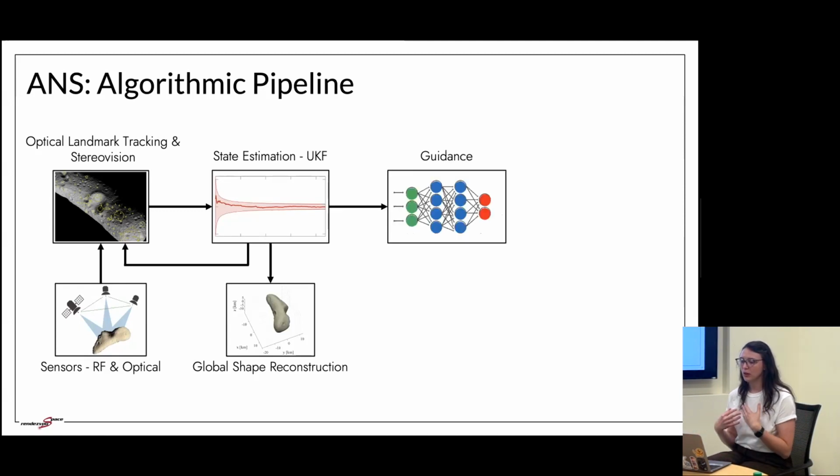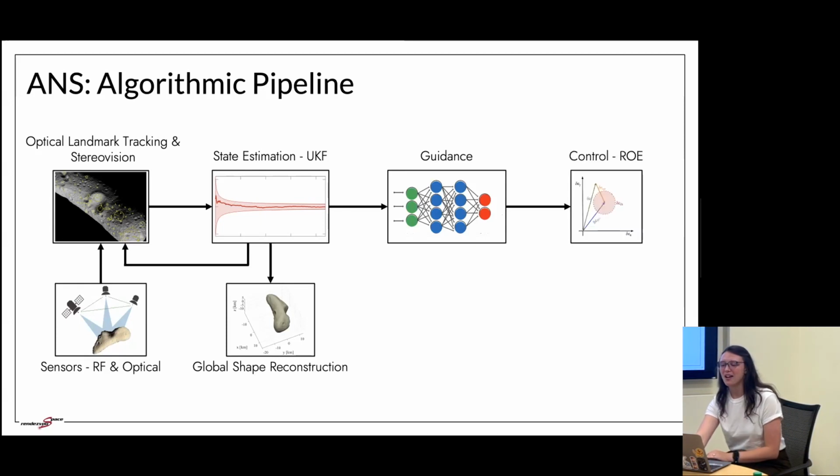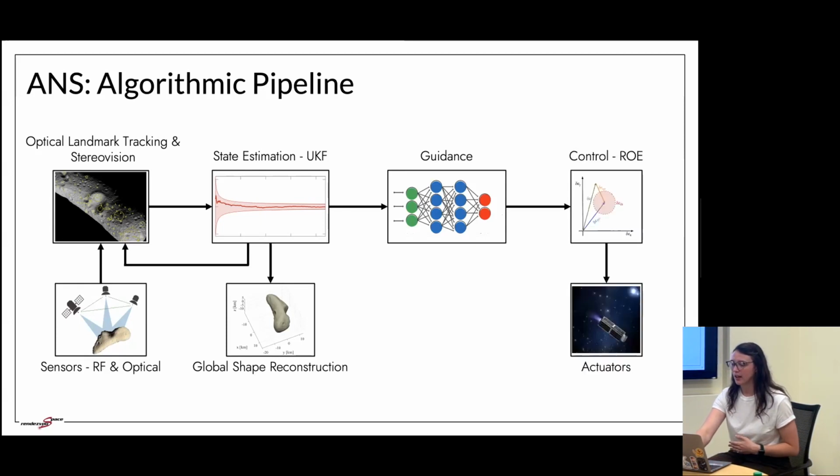And then this goes into guidance, which you can use any form of guidance. What we were using before is a neural net approach. It's really interesting. You can look into Tommaso's work if you're interested. And then after that comes control and actuators for actually maintaining your system.